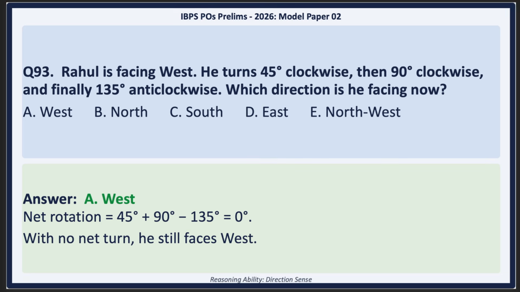Bypass the visualization entirely and just use simple math. Oh. Assign clockwise as positive and anti-clockwise as negative. Plus 75, plus positive 90, is positive 165. Then he turns negative 135. So the net rotation is exactly 0. His orientation hasn't changed at all. He is still facing west.